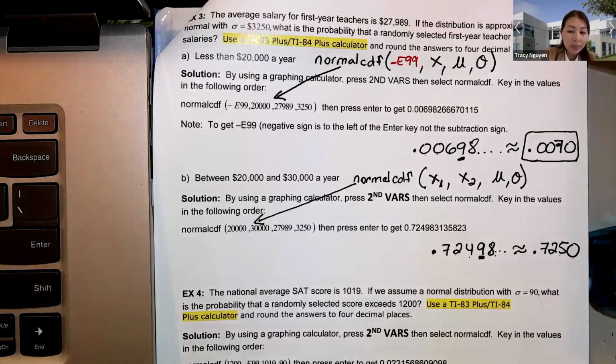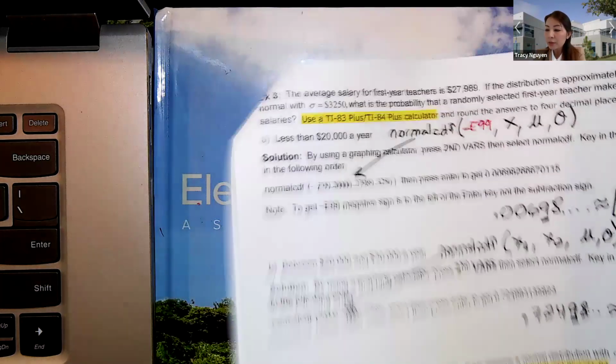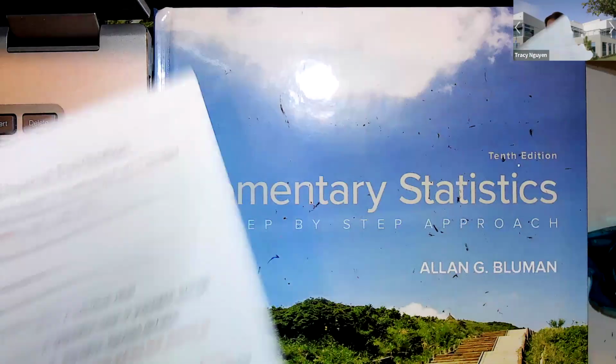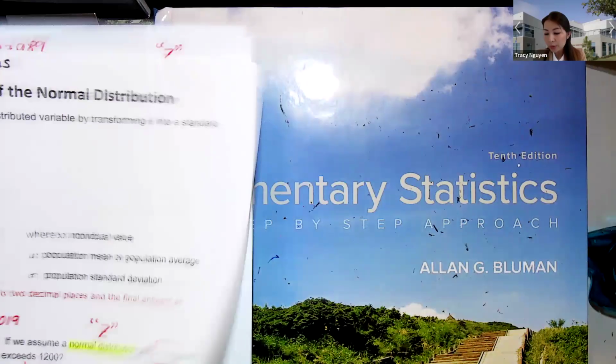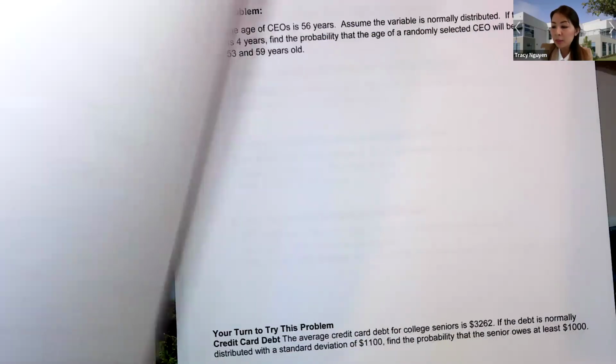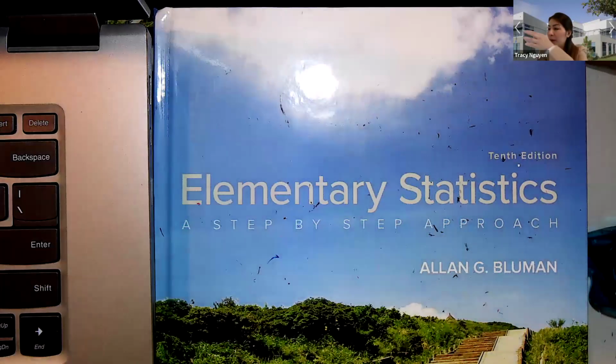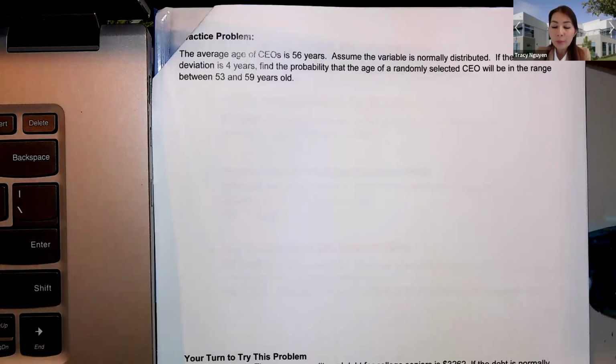So we demonstrated all 3 cases, less than, greater than, and between. Now I do have a practice problem. So let me turn the page to show you. After example 2, find the normal distribution table. I have the practice problem for you here. Very much similar to what we worked on in the lesson.